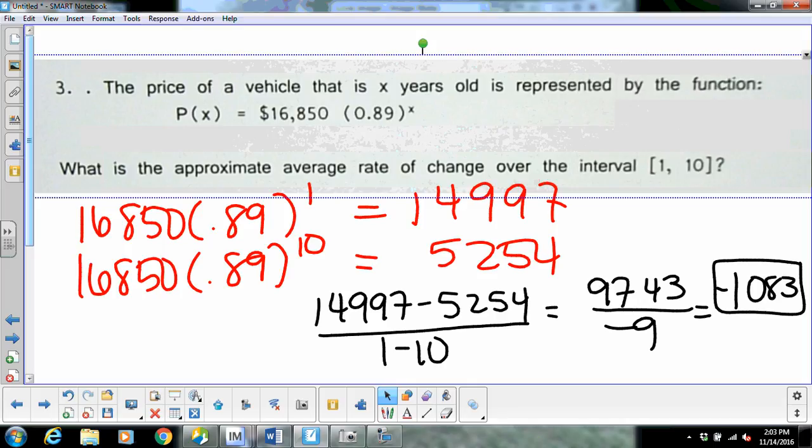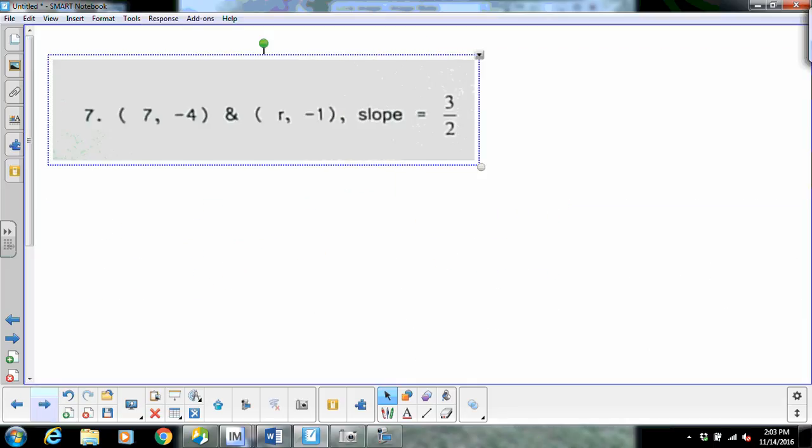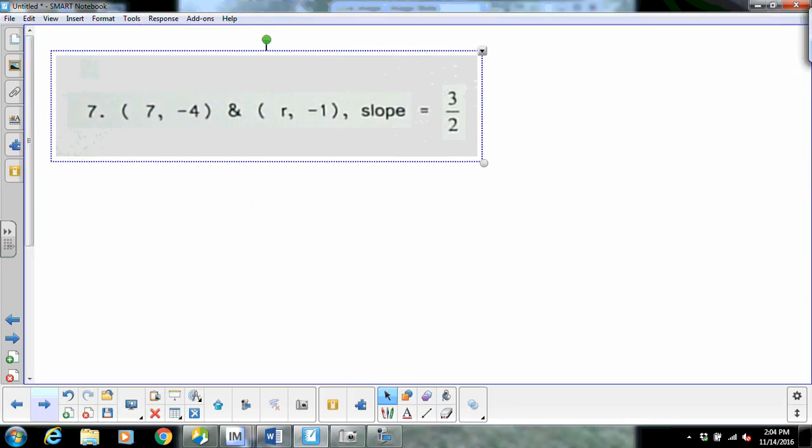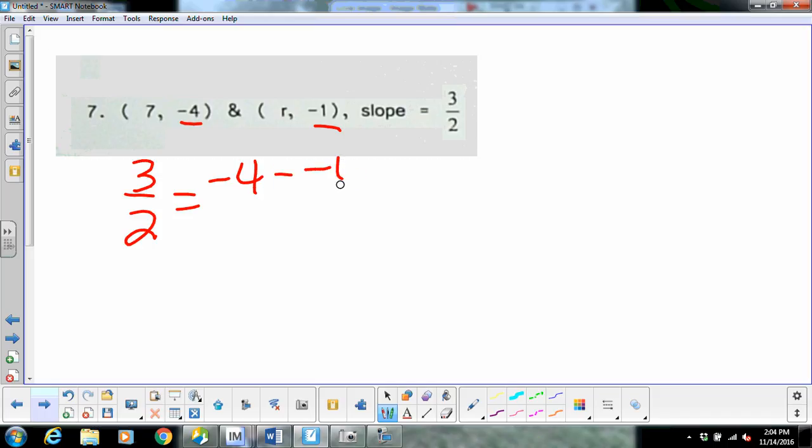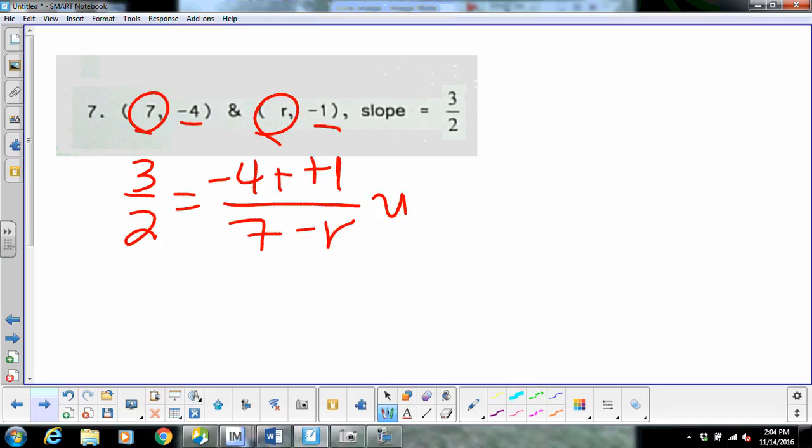All right, problem number 5, 7, and 9 are all your R problems. I'm going to knock out problem number 7 for you right here. Okay, so I'm going to use my slope formula. Okay, so I'm going to set it up. 3 over 2 is going to equal, use my Y values, -4 minus -1 over, and my X values, 7 minus R. Okay, now I'm going to go ahead and simplify a little bit here.